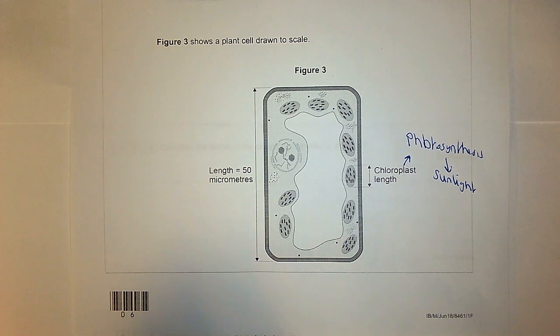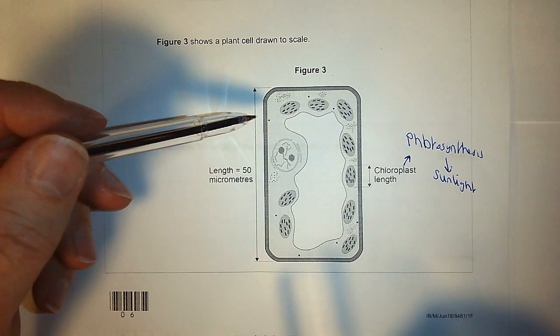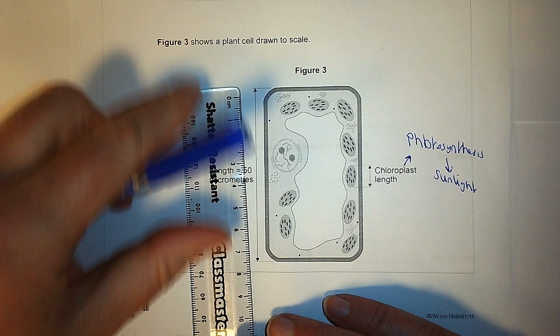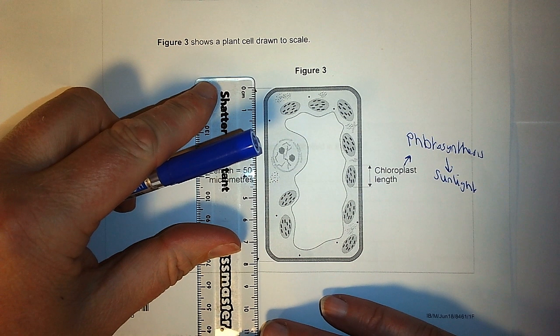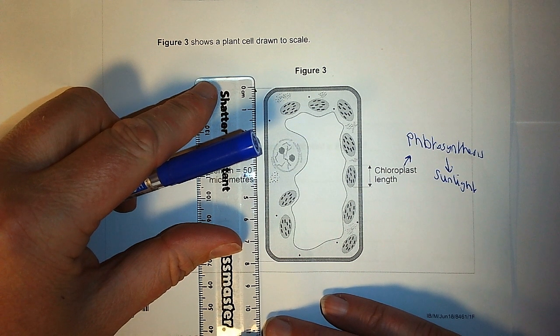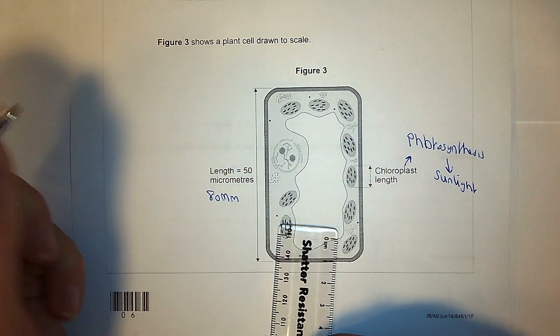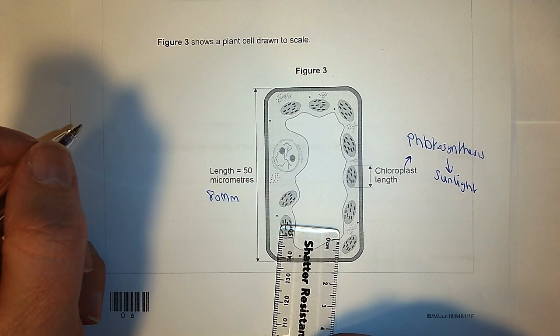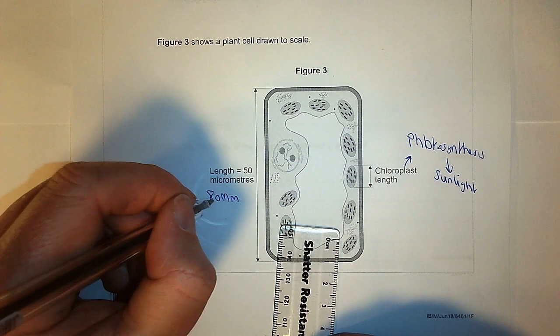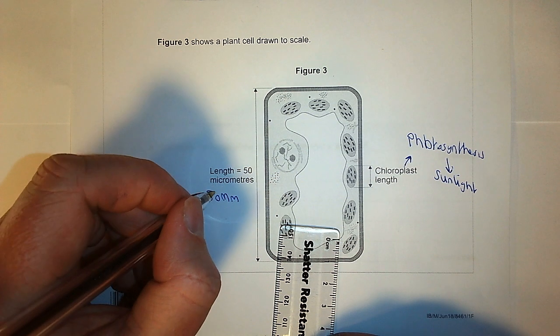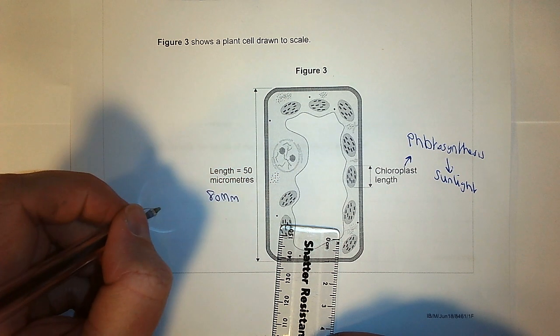So the first thing we need to know is what is 1 millimeter worth. So we can measure this, and this is 8 centimeters, so this is 80 millimeters. And those 80 millimeters represent 50 micrometers. So we need to work out what 1 micrometer is.